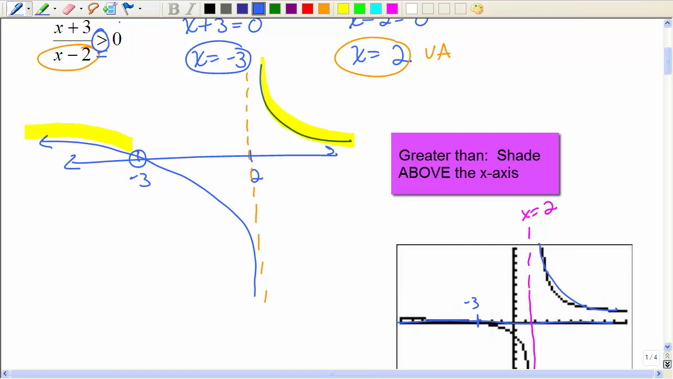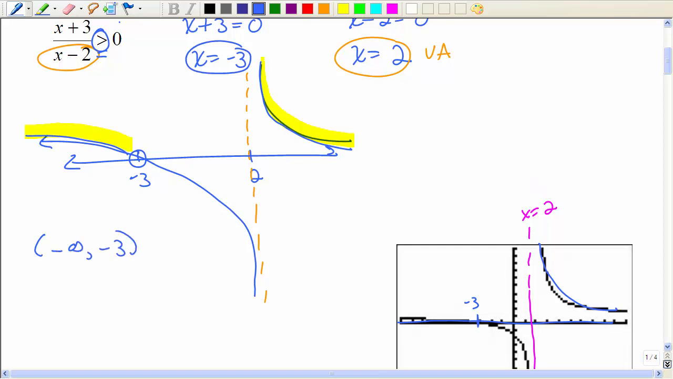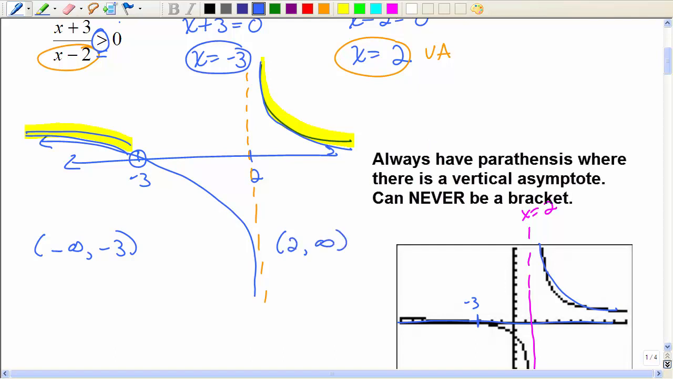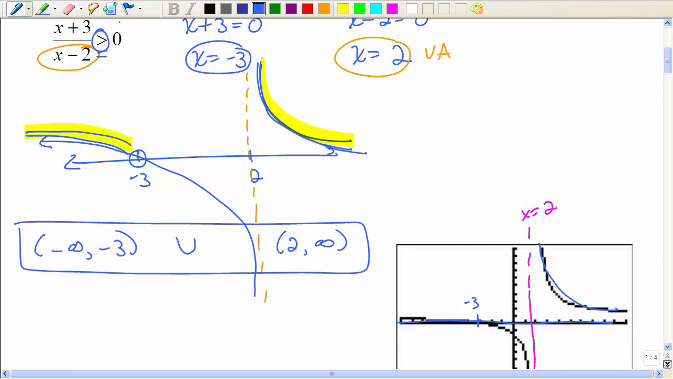So what part of the graph is above? All of this and all of this. How does that correspond to the x-axis? From -infinity to -3, that's this part. And then from 2 to infinity, which would be this part. Put a union symbol, and there's your answer.